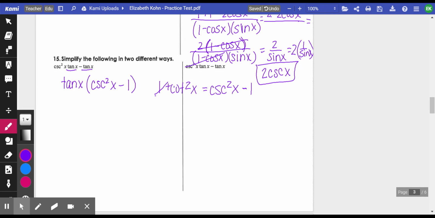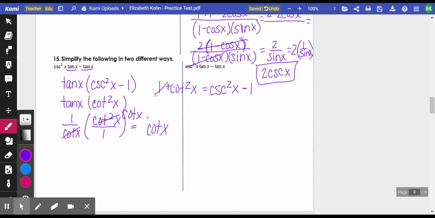So I'm actually going to substitute that in. So now I have tangent times cotangent squared. From there, I can simplify. I know that tangent is 1 over cotangent. And I know that cotangent squared x I can put over 1. And then I can simplify by canceling out one of them, which simply leaves me with cotangent x. And that's simplified. Okay. So we're using a lot of different identities as well as algebraic processes here to help us figure all of this out.